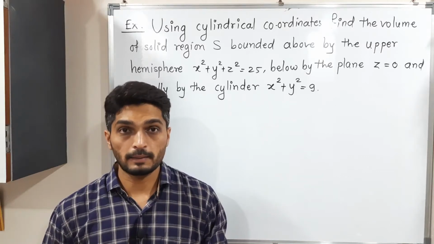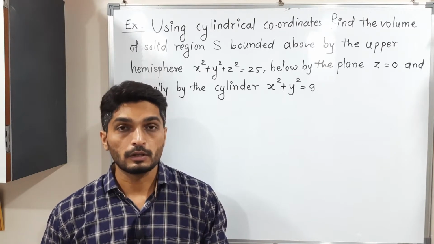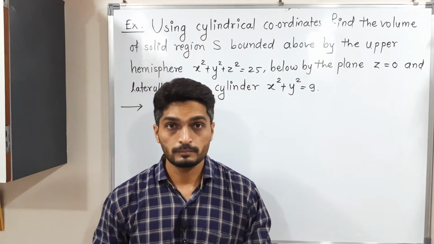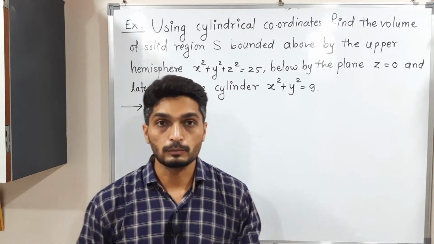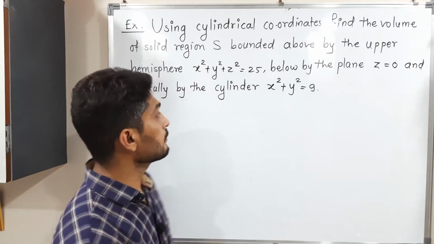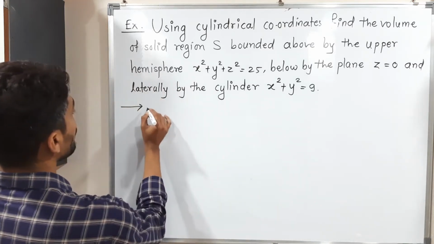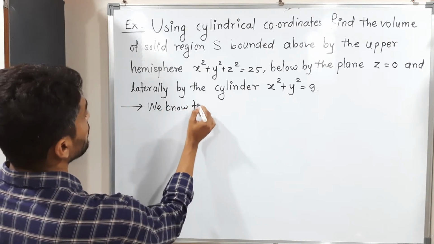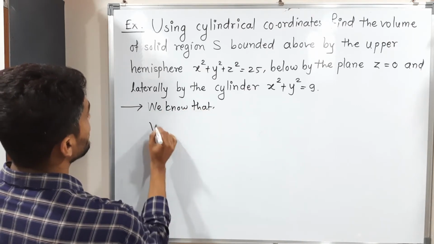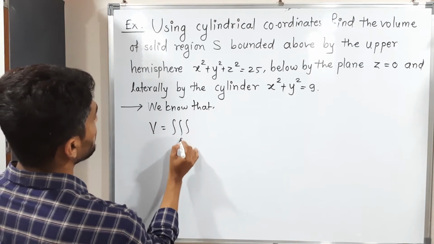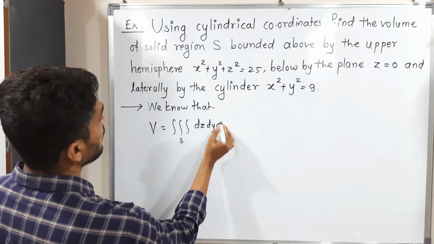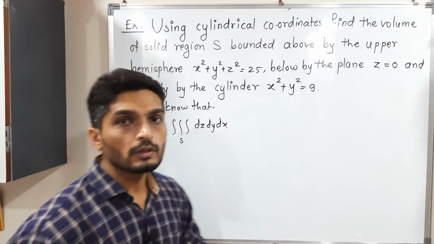So let us solve this example of triple integration. In this example, we have to find the volume bounded by some region in R3. See what is the formula of volume. We know that the formula of volume is very simple. It is the triple integration over S of dz dy dx. This is the only formula we have.